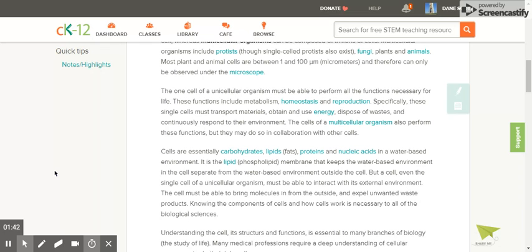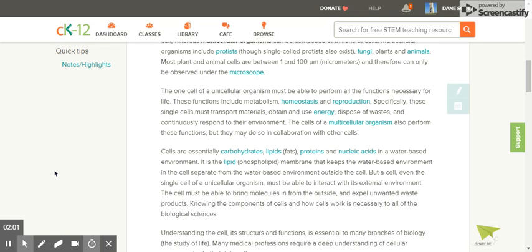The cells of a multicellular organism also perform these functions, but they may do so in collaboration with other cells. For example, muscle cells are able to contract, but when they're combined with bone cells for your structure and support, that allows you to move from point A to point B.